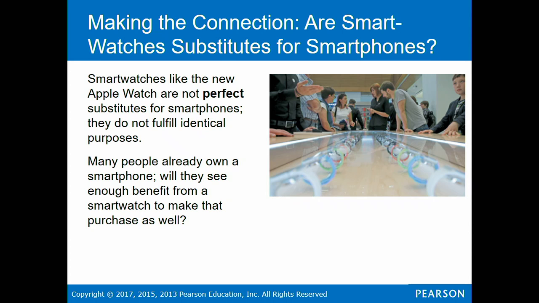A lot of people bought smart watches and smartphones. Had them both. So maybe it's not a substitute. Maybe they're complements. You guys think they're complements? Yeah. Makes it easier during a meeting or something. It's more socially acceptable to check your watch than it is to check your phone. So if you get a text, just look at it real quick.